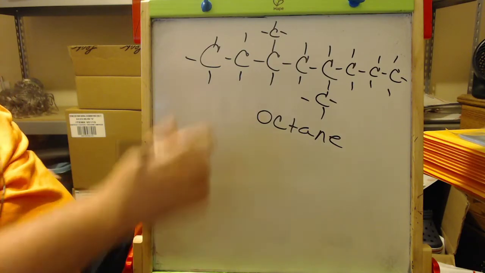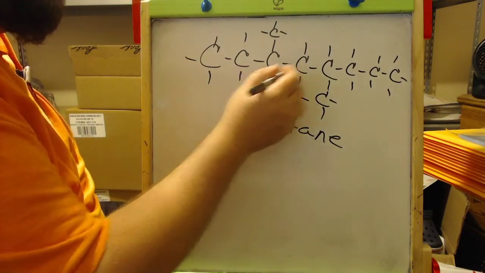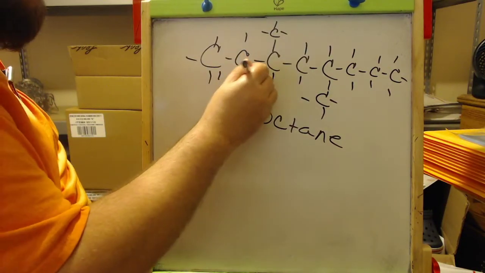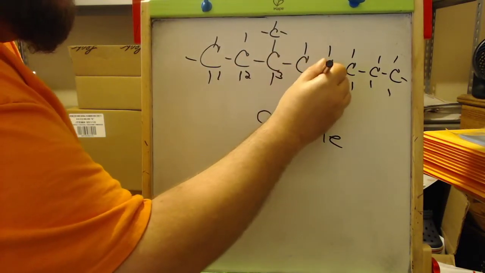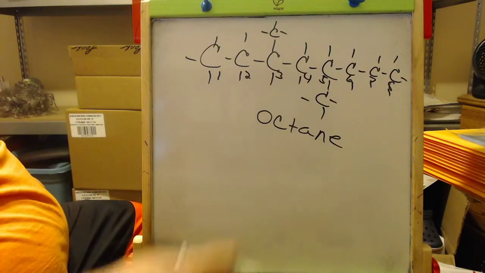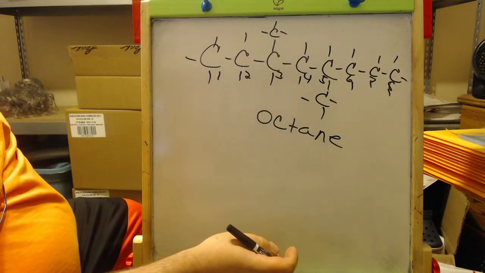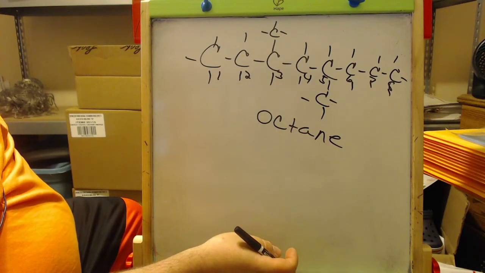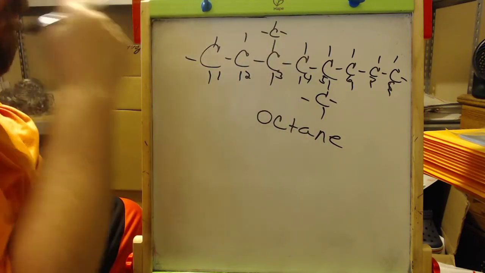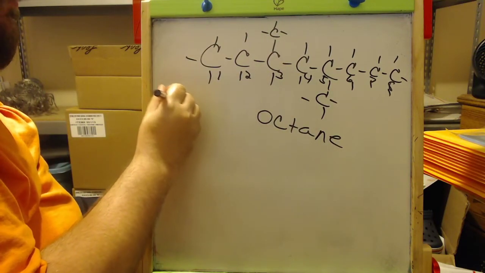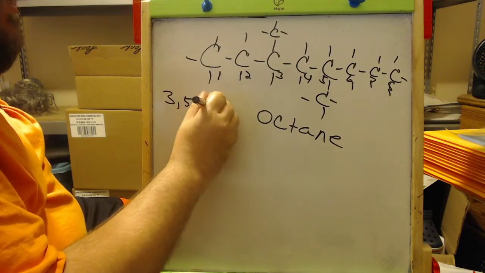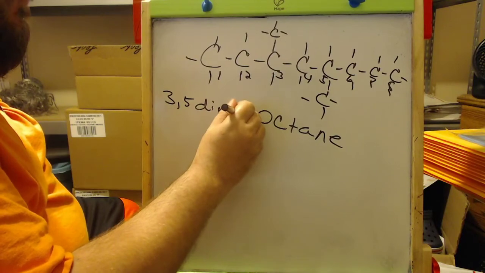Which way am I going to number? 1, 2, 3. 1, 2, 3, 4. I'm going to number this way because it's the shortest distance to what's different. 4, 5, 6, 7, and 8. They're both methyl groups. Since they're both methyl groups, I've got to say that both of them are there. And what we say is 3, 5, dimethyl.